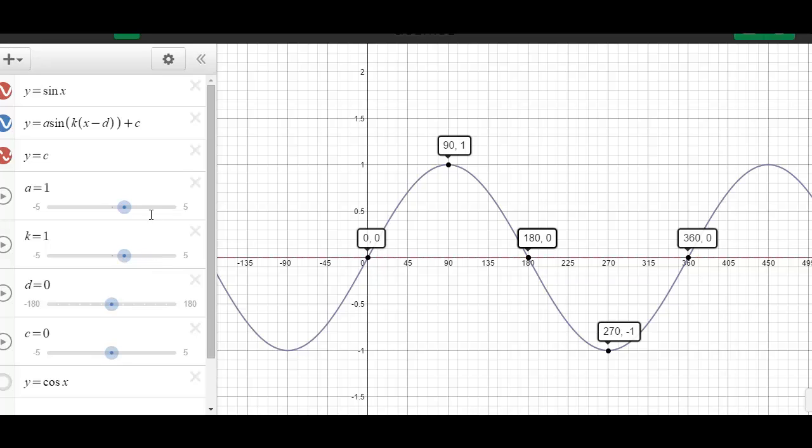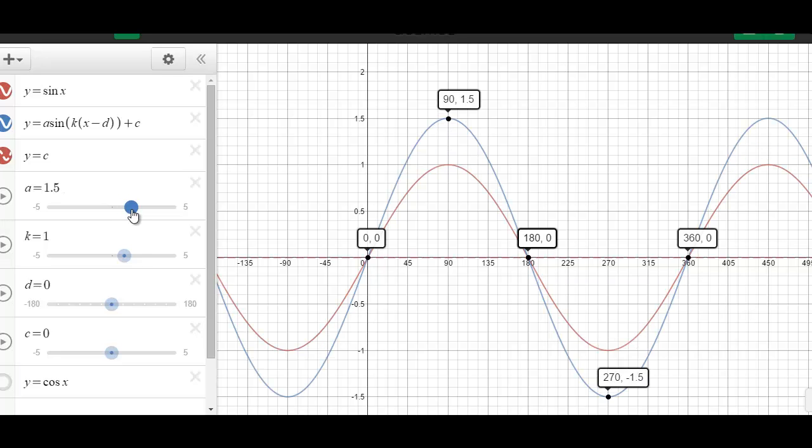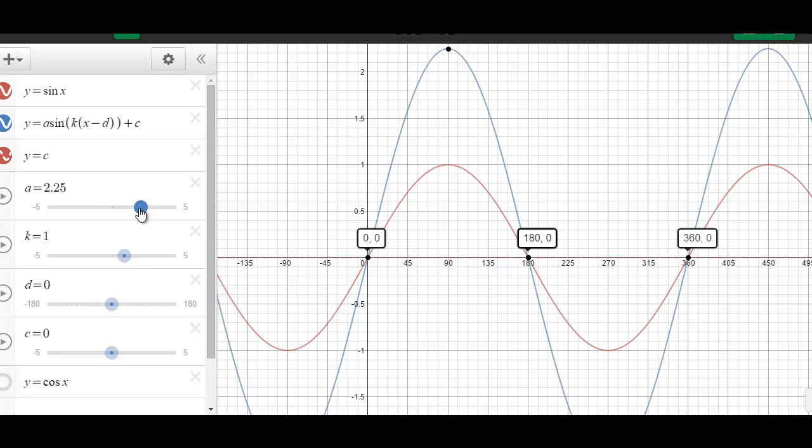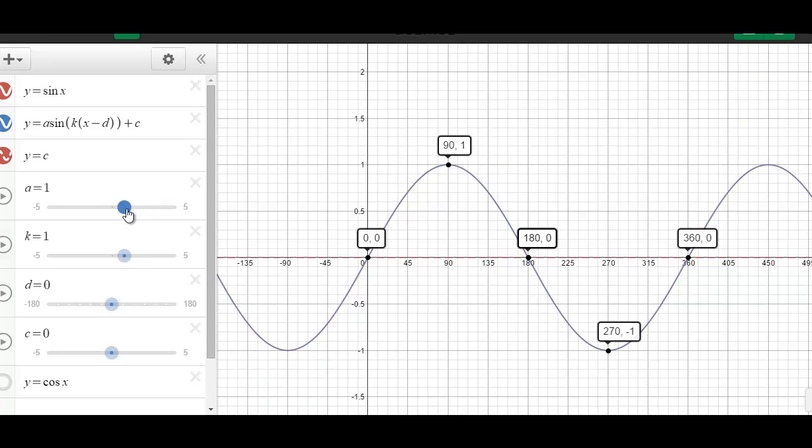But what happens when we adjust the a and the k values? With other functions, when we adjusted the a value, it was a vertical stretch or a vertical compression. When the a value was greater than 1, it was a vertical stretch. So if we increase the a value for us, notice how our curve stretches up vertically. We have these main points here that are staying on the x-axis. We call them invariant points because they don't move when we perform our transformation. But all the other points are moving.